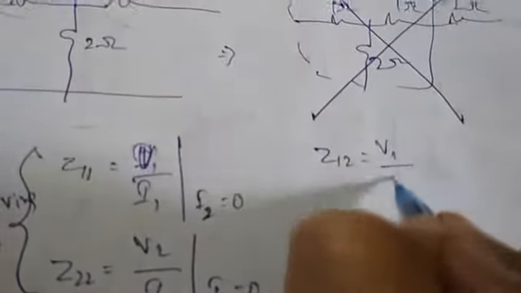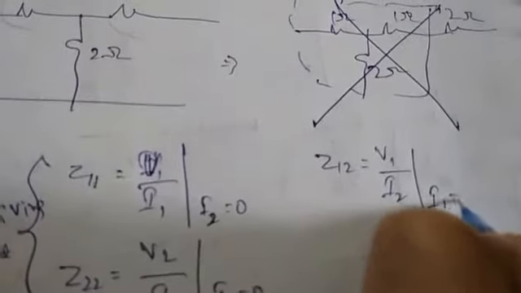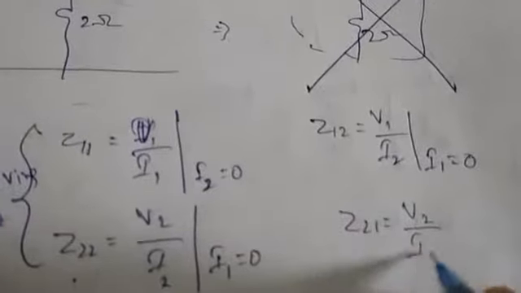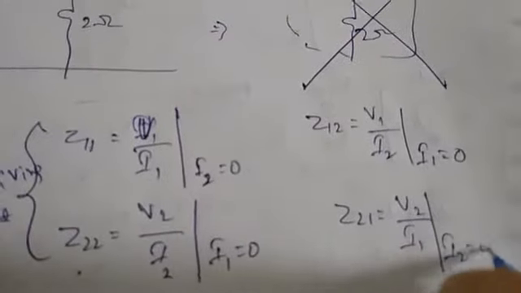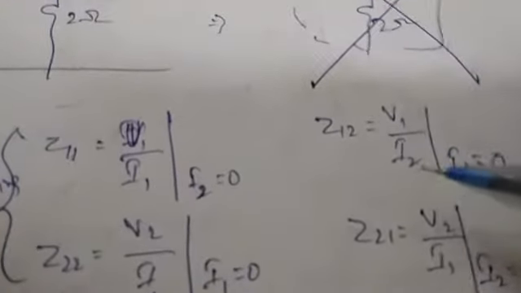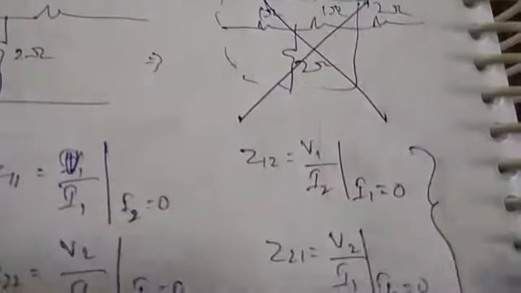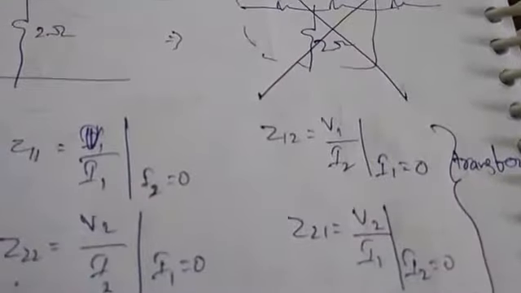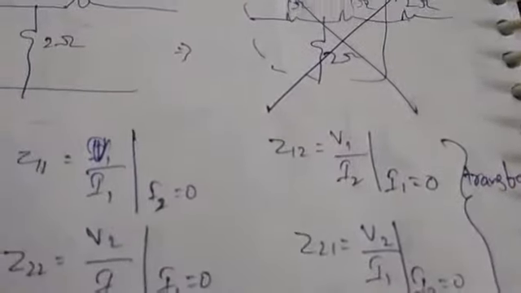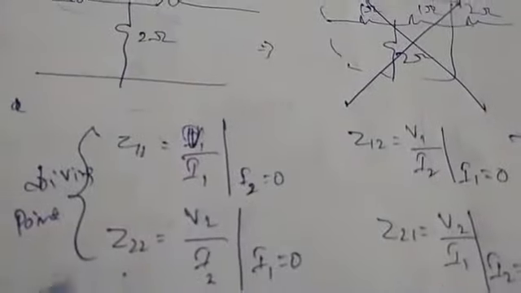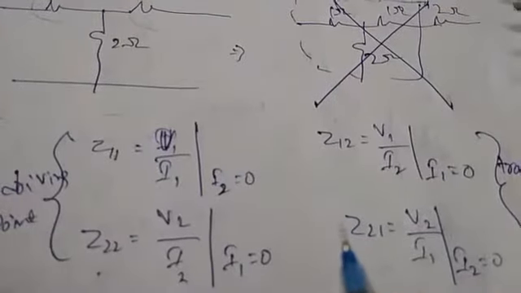Similarly, for the other two terms, the voltage belongs to one port and the current belongs to another port. That way we are transferring the impedances, so these terms are considered transfer impedances. This is the first point, the calculation of your Z parameters.